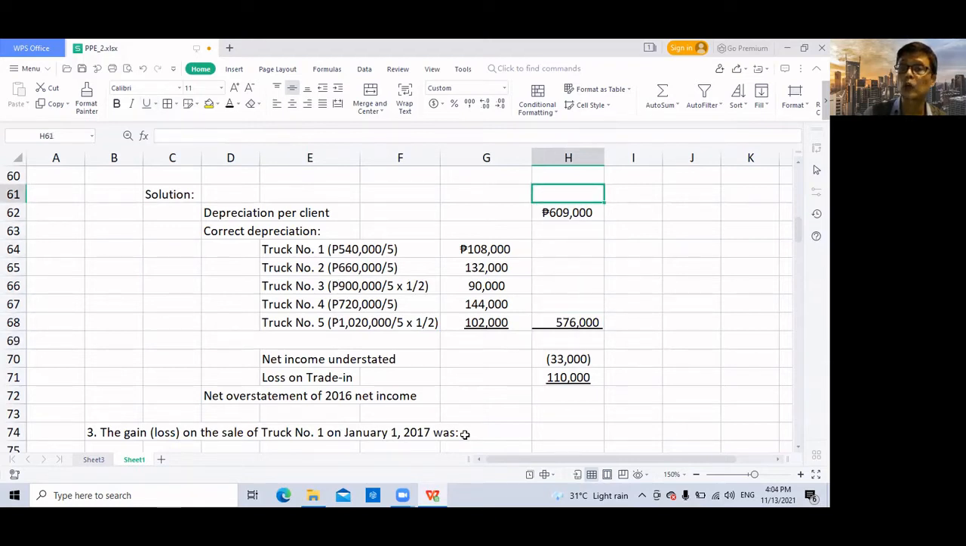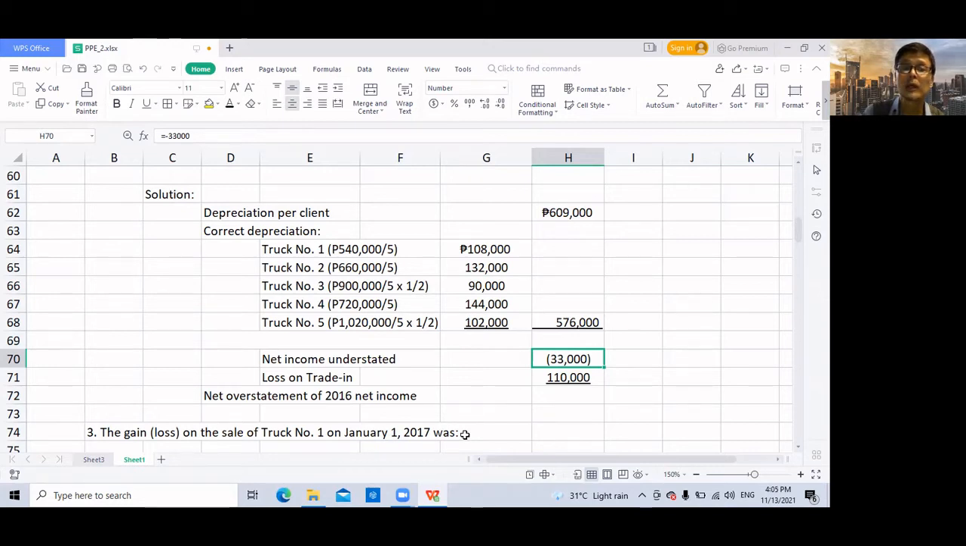Now, this 576,000 is subtracted from the per client. This is the per record, and this is the correct one, the 576 that we computed here. So the net income understatement: as you know, when the expenses recorded are larger than the actual, there would be a reduction in net income. Since what should be recorded is smaller than what was recorded, which is 609, there is an understatement in net income of 33,000 pesos.